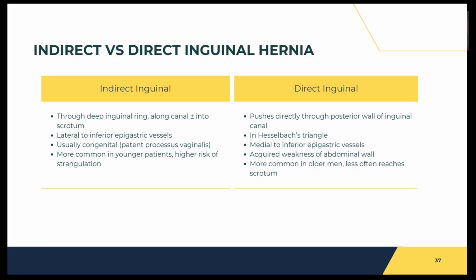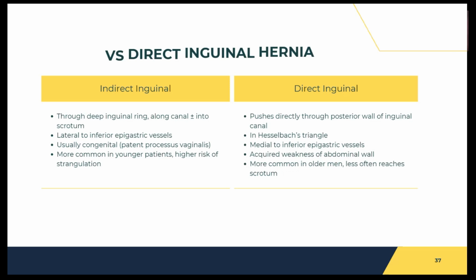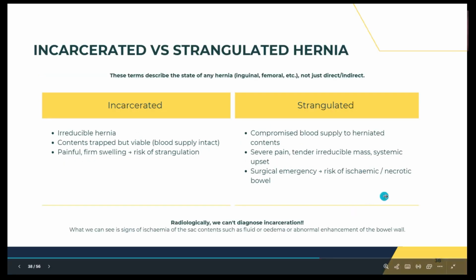Okay, so some causes can include chronic cough, heavy lifting, constipation or straining, and sometimes even age-related muscle weakness. It is more common in older men, and it also has a wider neck, so it's less likely to strangulate than an indirect. So just quickly talk about incarcerated versus strangulated.